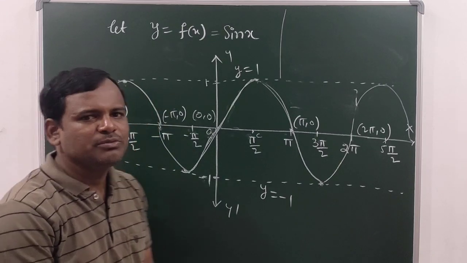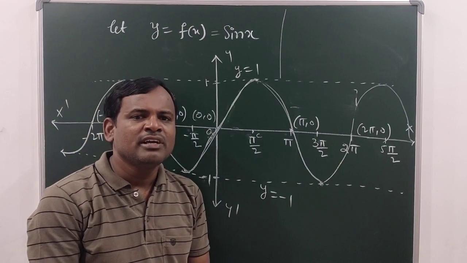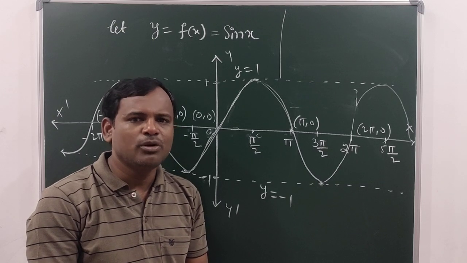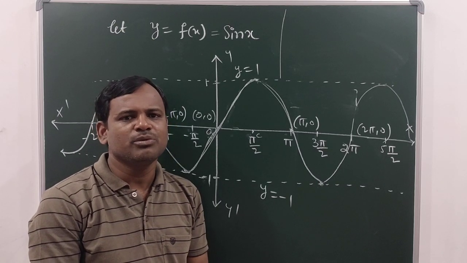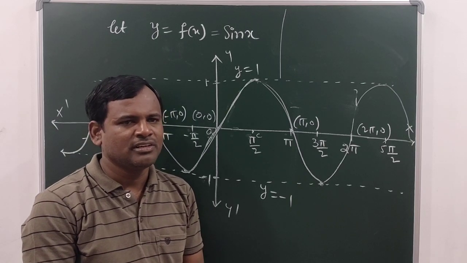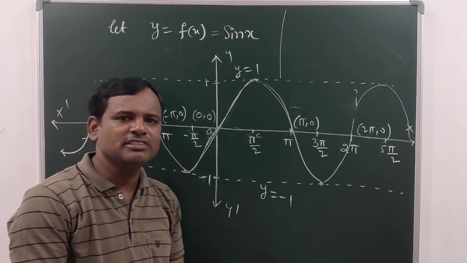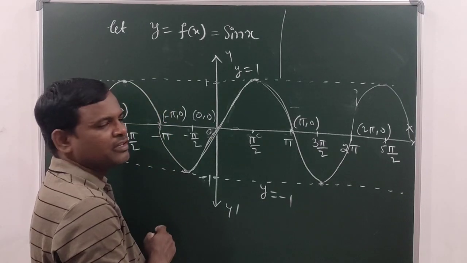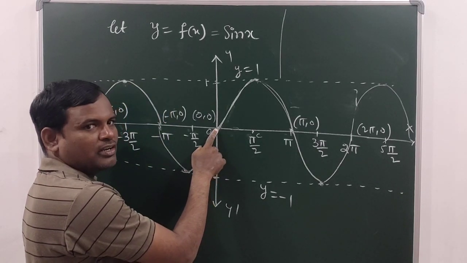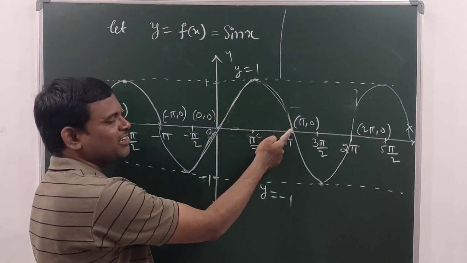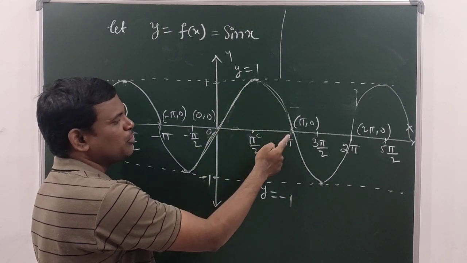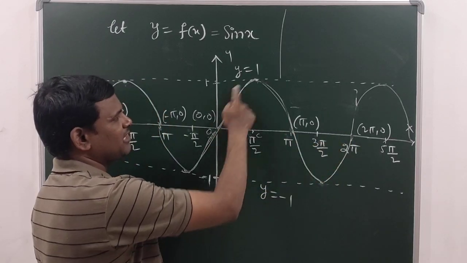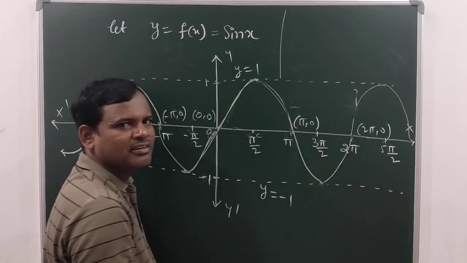See, what is meant by a periodic function? If the graph of a function repeats in its domain, then such a function is known as a periodic function. Is sin x a periodic function? Yes, because observe in its domain. So here, observe from the origin. Here, you get one crest from 0 to pi and from pi to 2 pi, one trough, one crest, one trough.